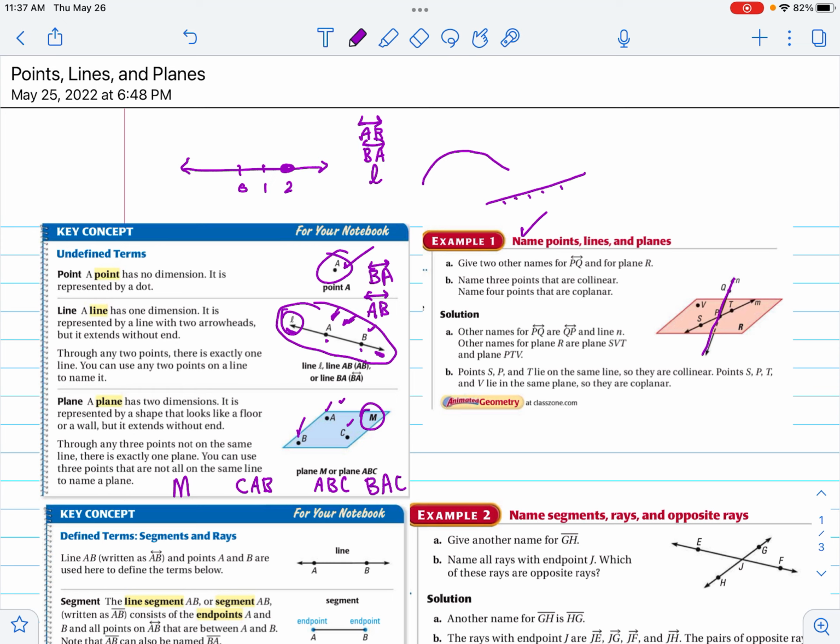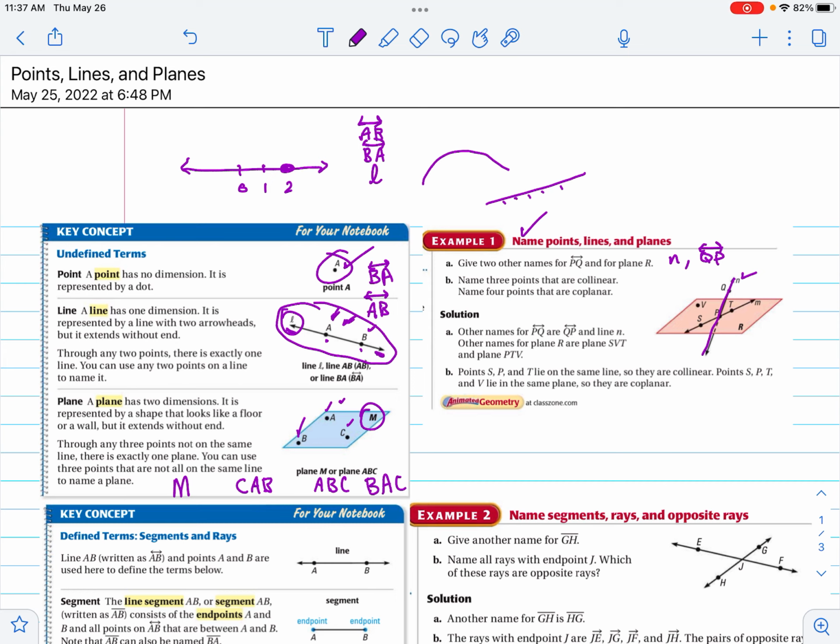So we could name it N, this thing right there, or we could name it QP. Yeah, that's it. QP, like that. Okay, that's part A. Now, name 3 points that are collinear. Now, here's what it means by collinear. It means that they are on the same line. If points are on the same line, we refer to those as collinear.